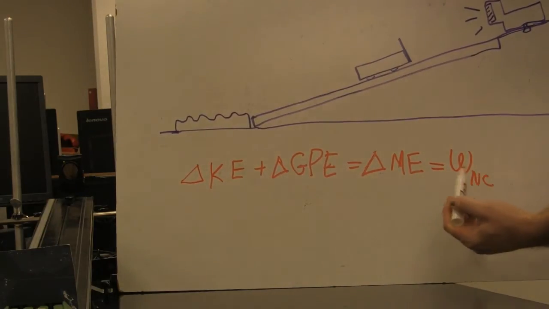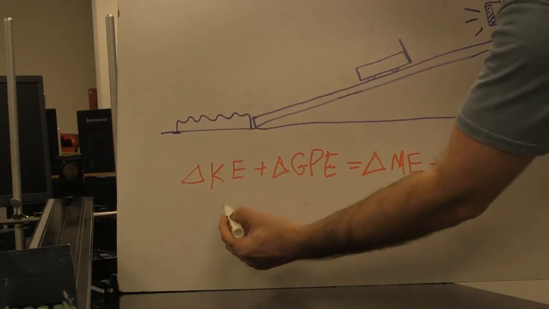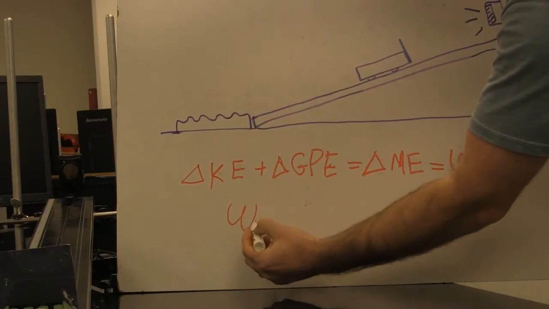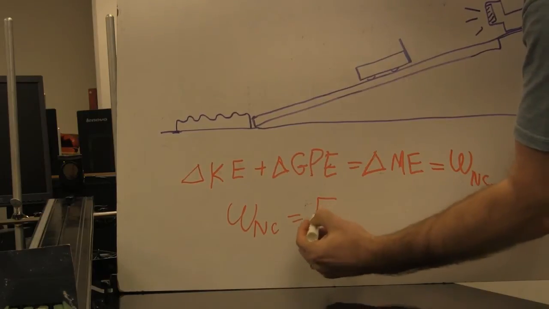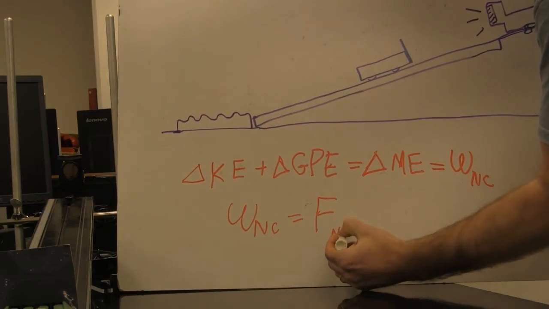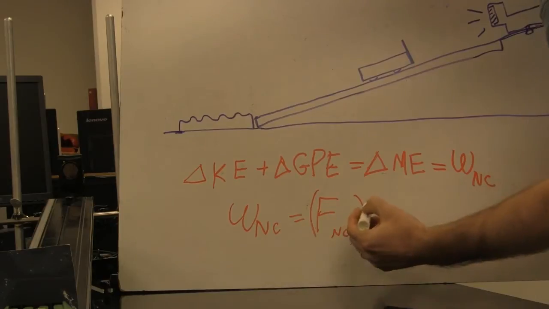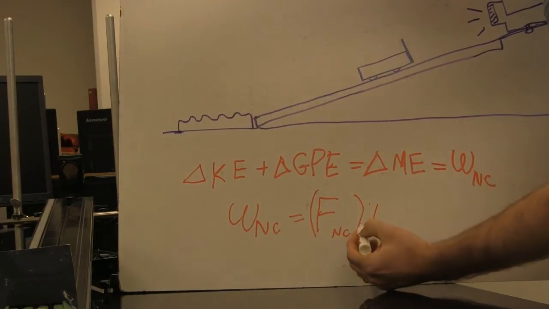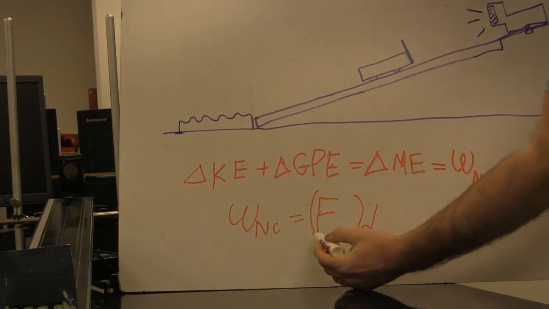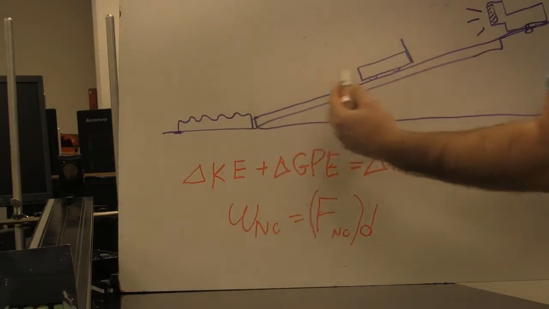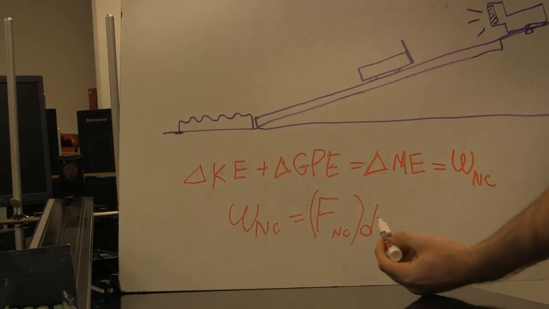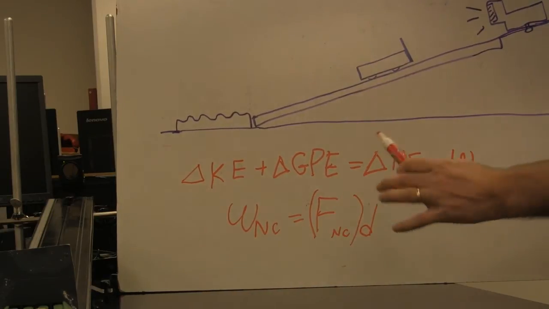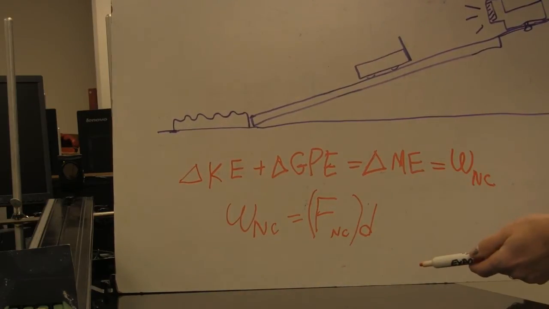However, when you do have a non-conservative force at work, like friction, then the work due to that non-conservative force is equal to the non-conservative force times distance. The distance over which the non-conservative force acts in the same plane that the conservative force is acting. So we're going to sort of see how this works with our experiment.